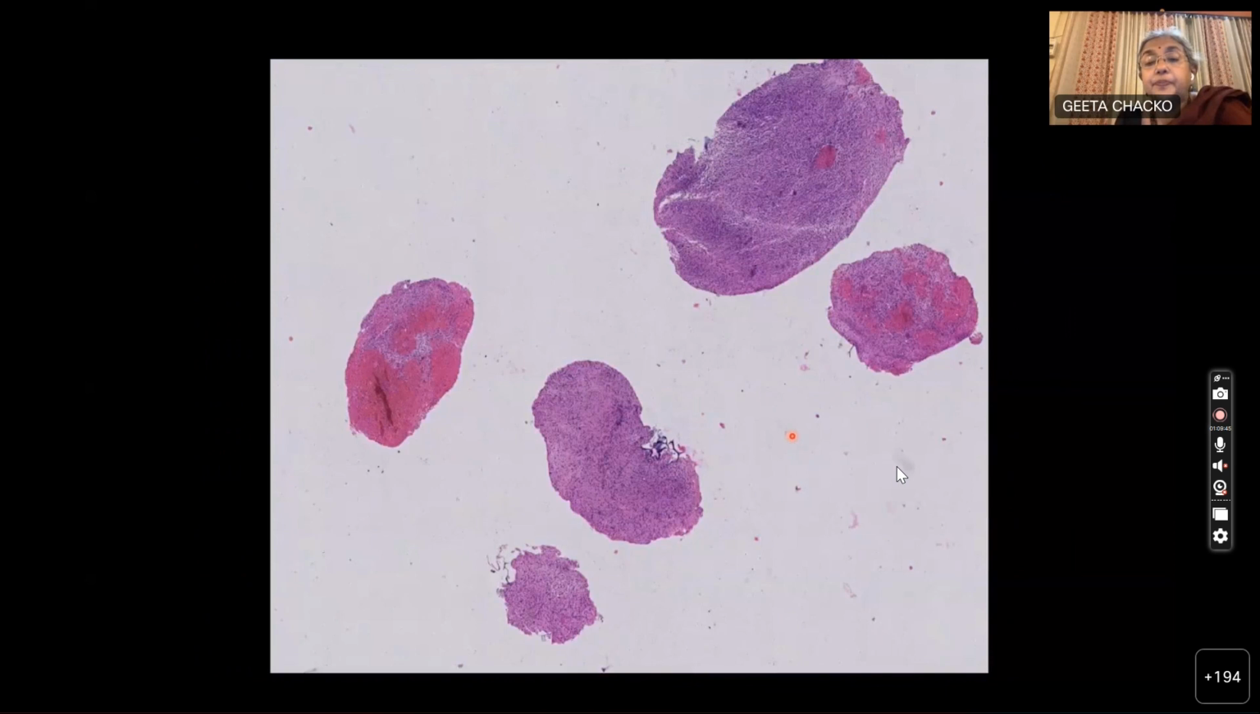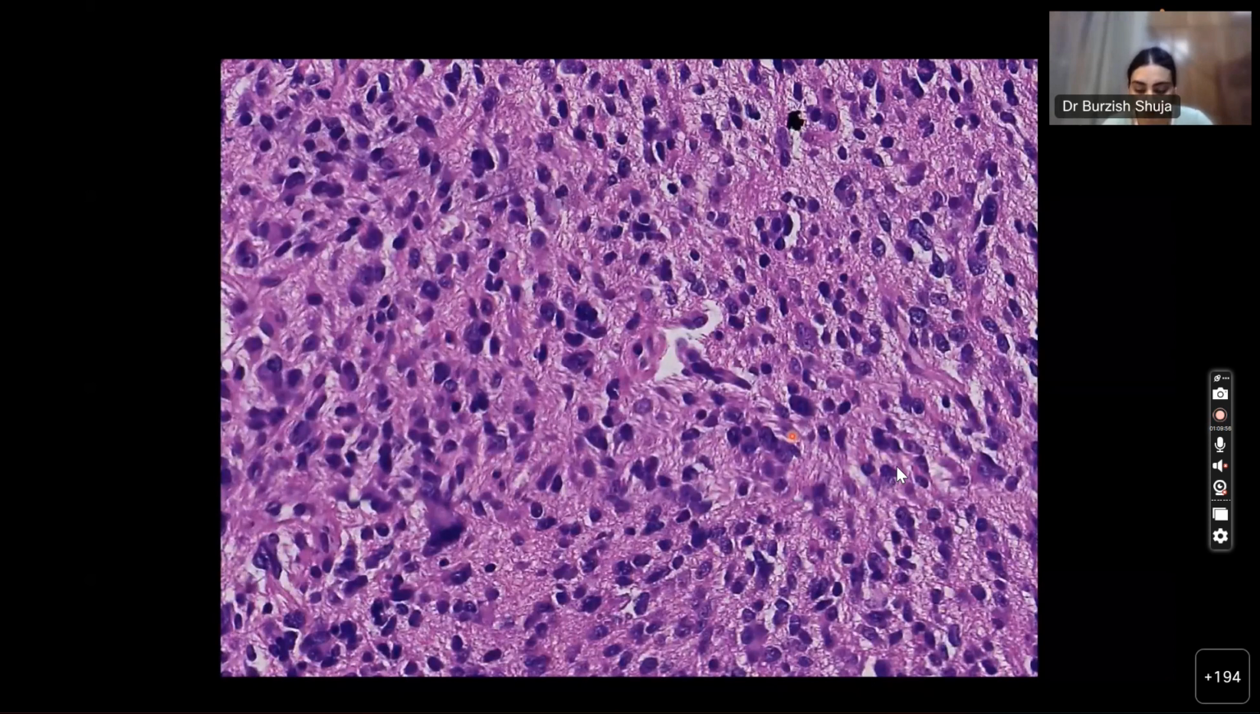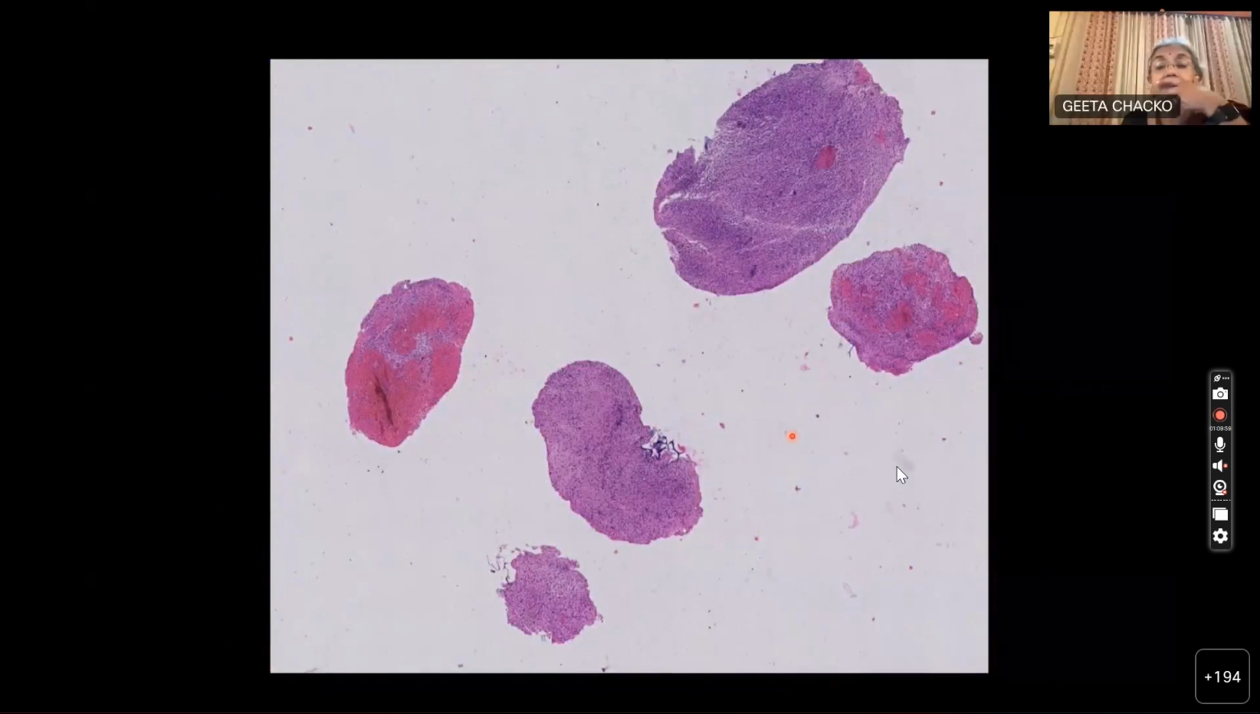Ma'am, in this histopathology section, we can see 5 tissue bits that appear cellular at this power, and few of the bits show hemorrhage. Yes, yes, diffuse hemorrhage.